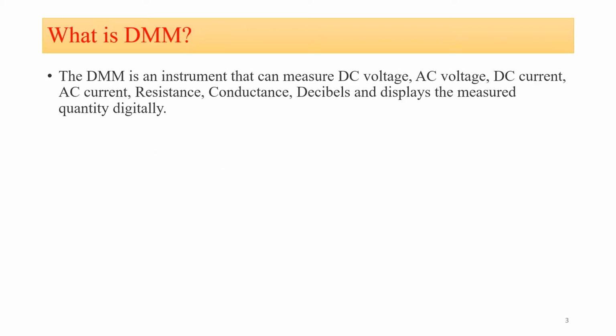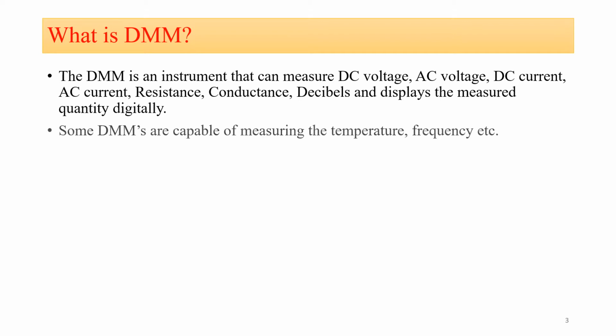Now what is digital multimeter or what is DMM? The DMM or digital multimeter is an instrument that can measure the DC voltage, AC voltage, DC current, AC current, resistance, conductance, decibels, that is dB, or the gain, and it displays the measured quantity digitally. Some digital multimeters are capable of measuring the temperature and frequency also.